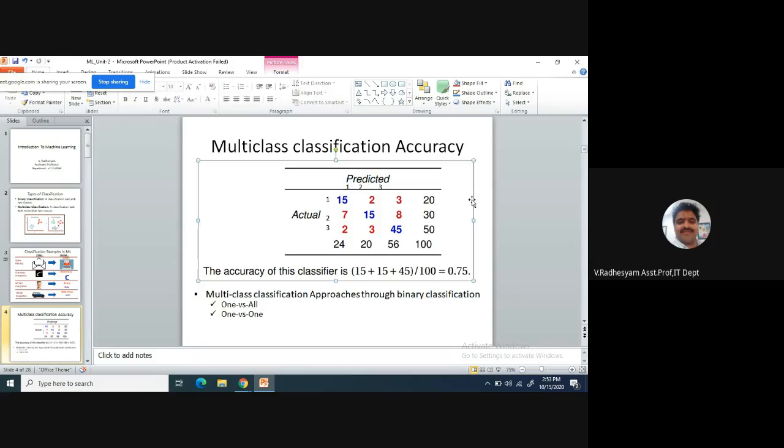Here you see. 1 is recognized as 1. That is correct recognition. 1 is recognized as 2: 2 cases. 1 is recognized as 3: 3 cases. Totally 20.